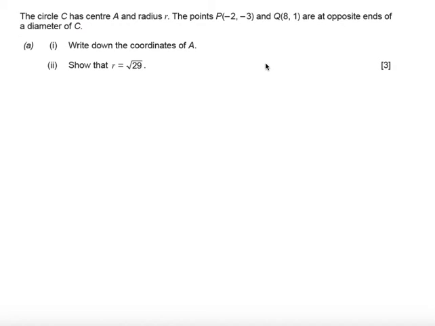In this question, we're told the circle C has a centre A and radius R. The points P(-2, -3) and Q(8, 1) are at the opposite ends of a diameter of C. Part I says to write down the coordinates of A.